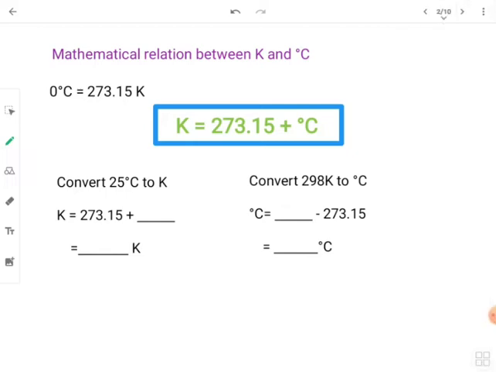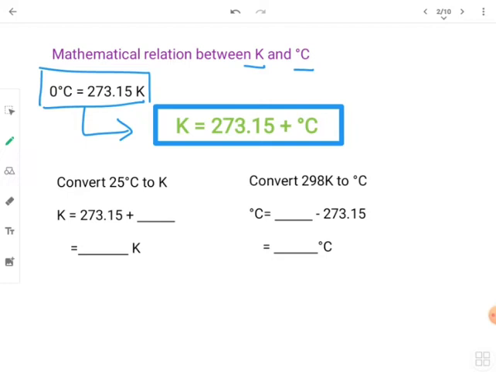Now let us see how do we convert these temperatures. For that we need to understand the mathematical relation between Kelvin and degree Celsius. Now we just saw that 0 degree Celsius is equal to 273.15 Kelvin, which you can also say as 273 Kelvin, because in order to simplify the calculations we take it simply as 273. Now with the help of this relation you can get to the final equation, which is that Kelvin is equal to 273.15 plus the degree Celsius.